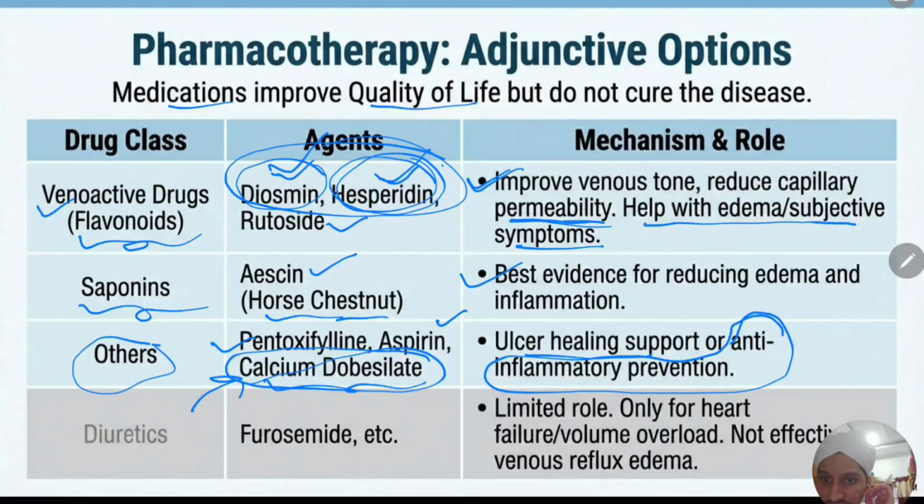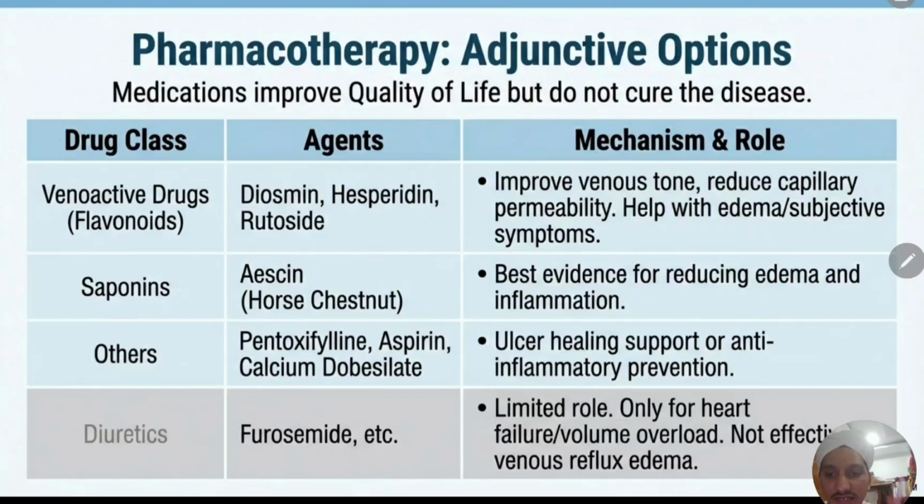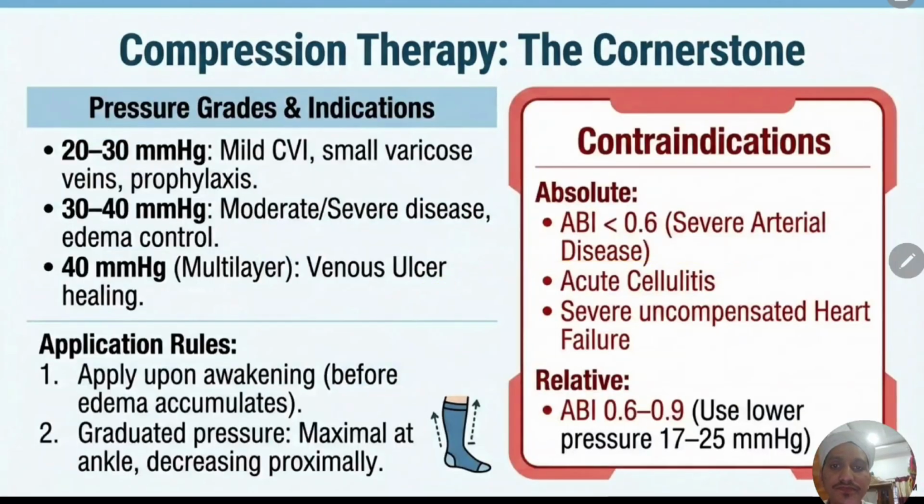So diosmin and hesperidin, and rutoside also. Rutoside actually is given to a patient who has swelling. Okay, diuretics have no role, like furosemide. They have limited role only for heart failure or volume overload, not effective in venous reflux edema. Okay, so remember diosmin, hesperidin, and calcium dobesilate. Okay, moving forwards. Compression therapy is an important thing we should discuss.